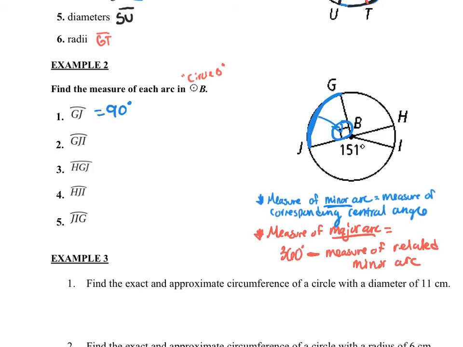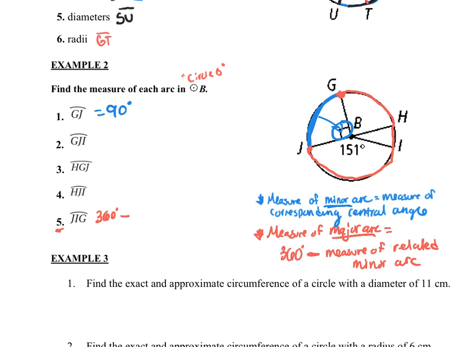Okay, so what that means, let's look at example 5 to demonstrate this. So example 5 is the arc JIG. And so this is a major arc, it's larger than a semicircle, so we know the measure of the major arc is going to equal 360 degrees minus the measure of the related minor arc. So the related minor arc just means the minor arc that's not included in the major arc.